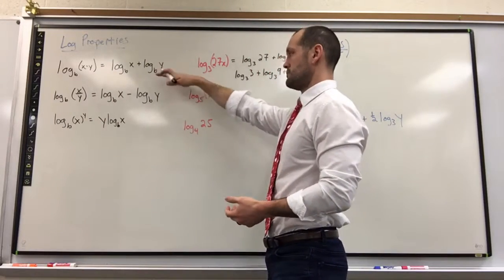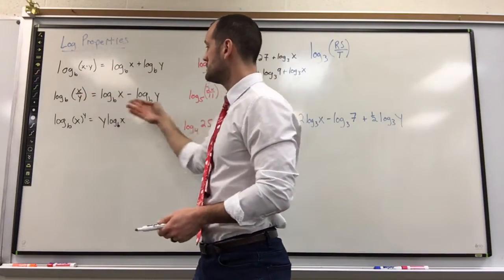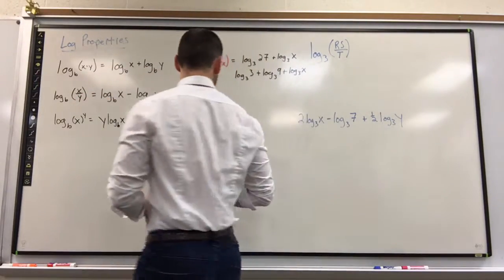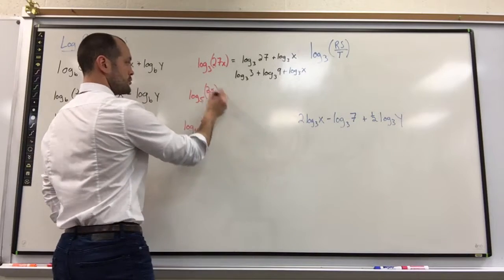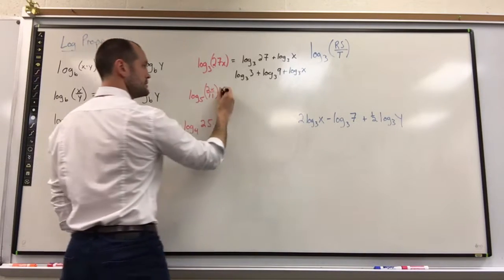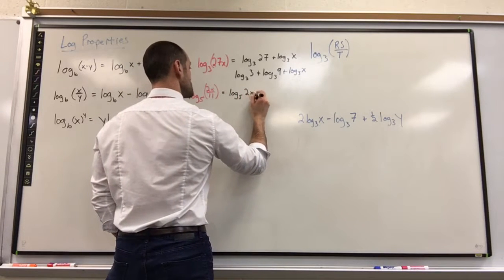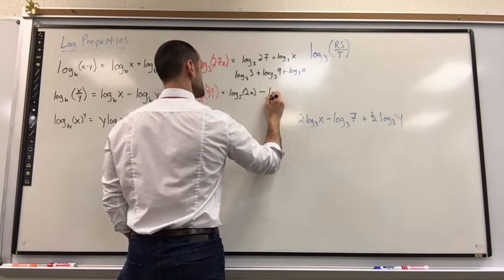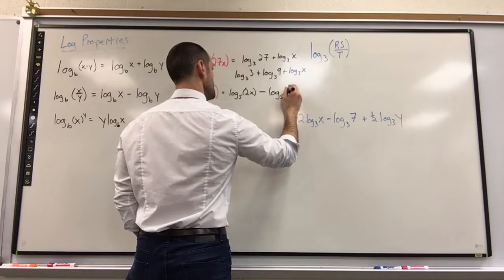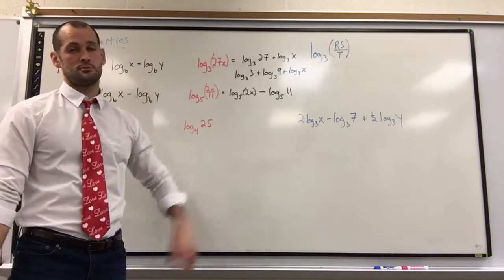Now, if we break them apart through addition when we multiply, when we do division, we subtract. So, if I wanted to expand log base 5 of 2x over 11, I would make it log base 5 of 2x minus log base 5 of 11. Very basic. If you're dividing, you can represent it through subtraction.